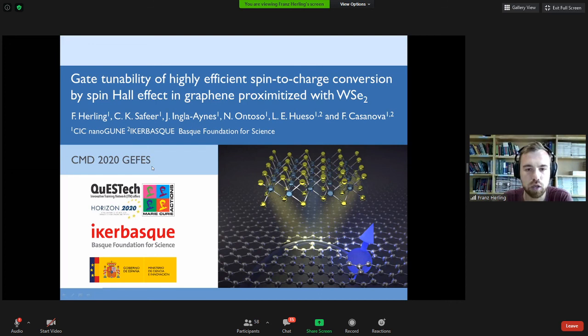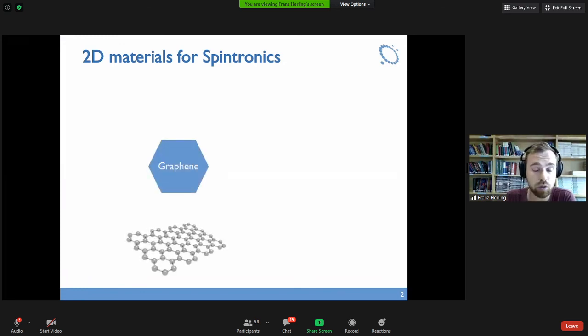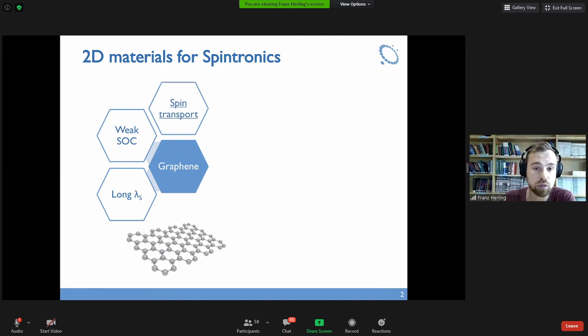Thanks to the 2 talks we already heard before, I don't have to give too much introduction to 2D materials or spintronics, and I rather want to explain why our group is interested in combining 2D materials for spintronic applications. The most well-known material is probably graphene, where we find a long spin diffusion length of tens of micrometers up to room temperature due to the weak spin-orbit coupling in graphene. So graphene is a very good material for spin transport in future spintronic devices.